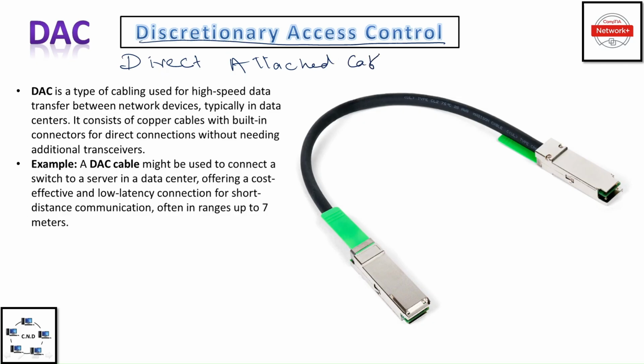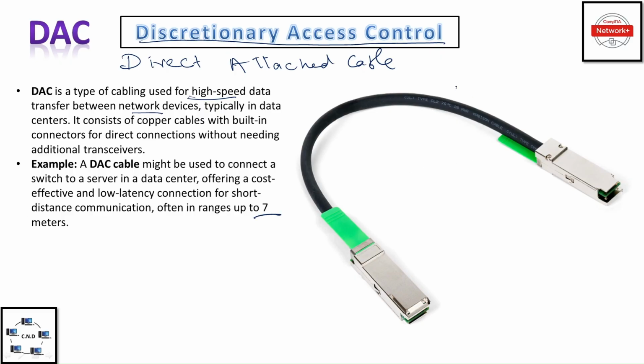Here we are talking about the direct attached cable, DAC. DAC also stands for discretionary access control. The DAC is a type of cabling used for high-speed data transfer between network devices, typically in data centers. It consists of copper cables with built-in connectors for direct connection without needing an additional transceiver. For example, a DAC cable might be used to connect a switch to a server in a data center, offering a cost-effective and low-latency connection for short-distance communication, often in the range of up to 7 meters.